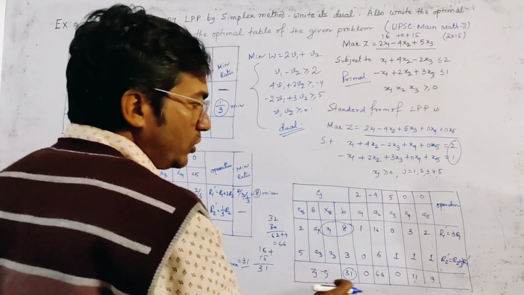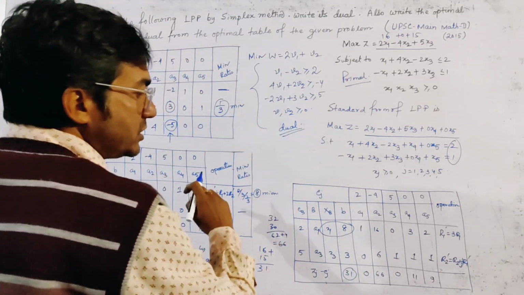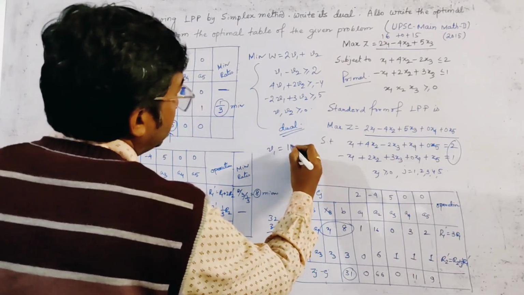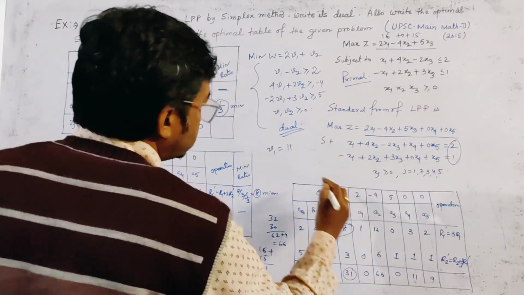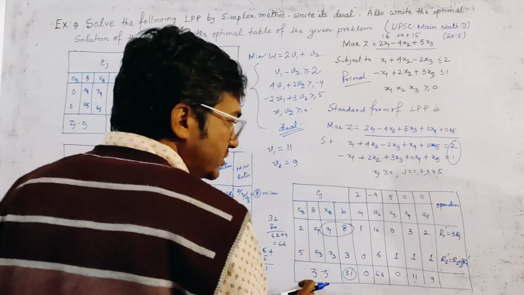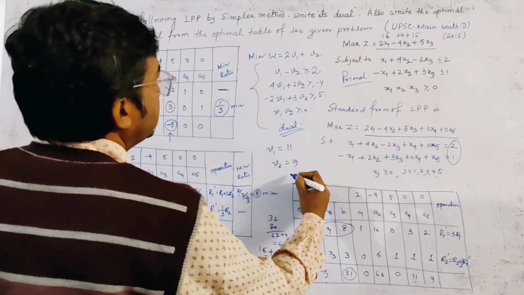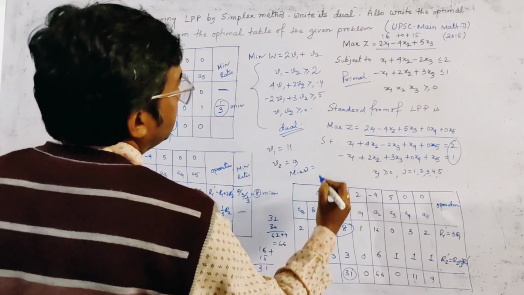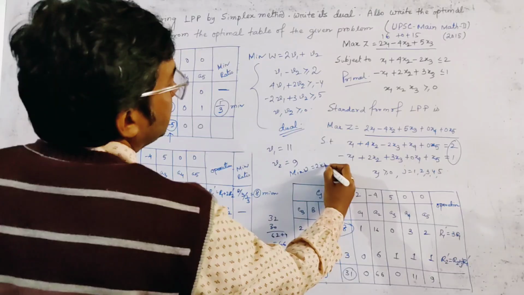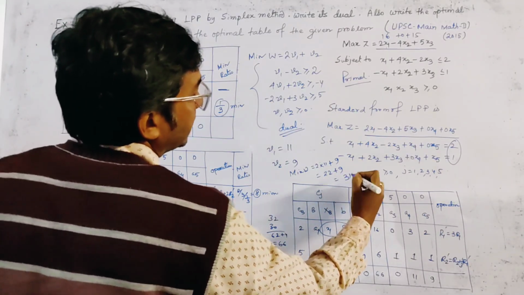Okay, now we read the solution of the dual problem from the optimal table of the primal. From this table the optimal solution of the dual is given by v1 equal to 11, okay, and v2 equal to 9. That is from the net evaluation of the slack variables of the primal. Okay, and min W is given by 2 into 11 plus 9, this is 22 plus 9, this is equal to 31.